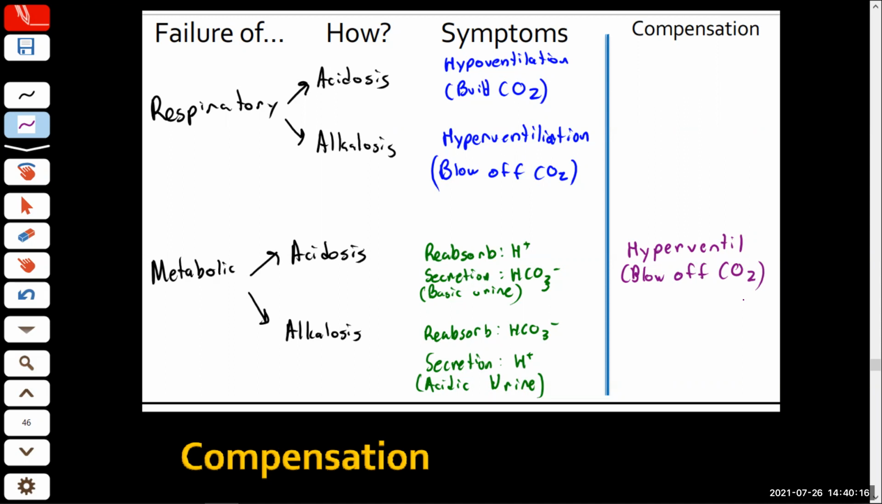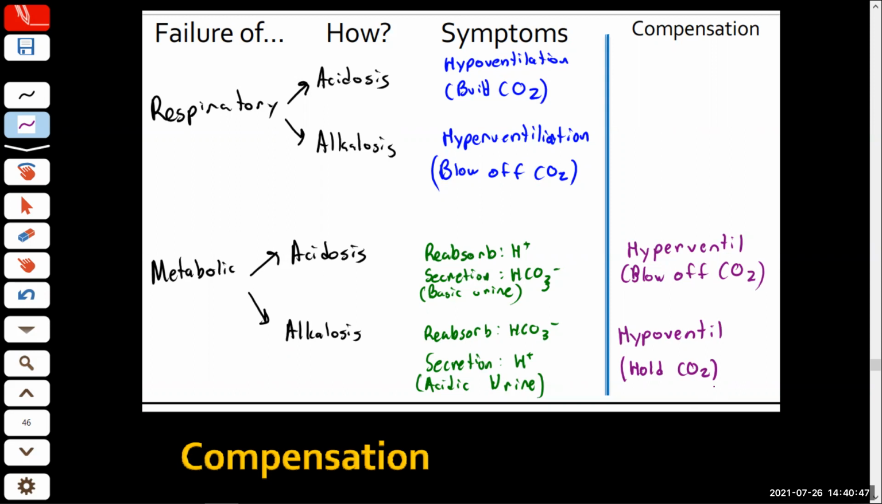Now, metabolic alkalosis. My kidneys are failing, making me basic. How can my lungs help me? Why would hypoventilation help me? Yeah, I'm going to say hold CO2. Why would I want to hold CO2? To balance out bicarbonate. Even it out. Okay.